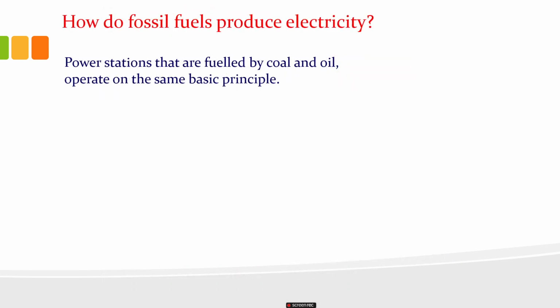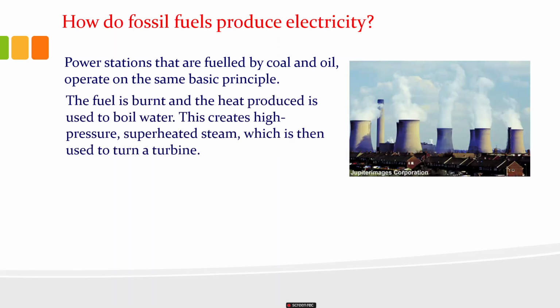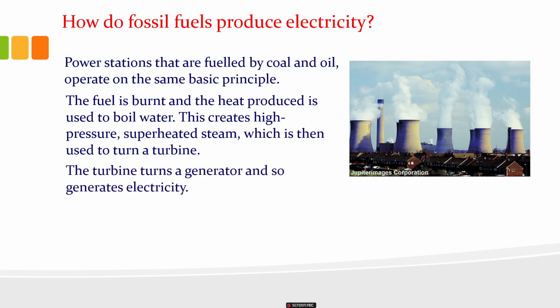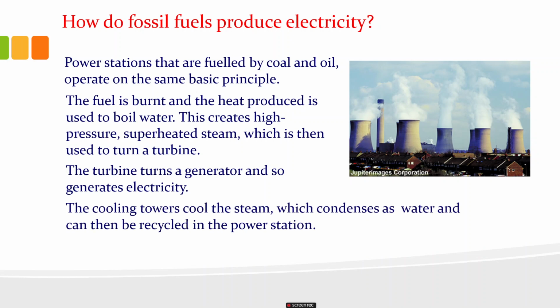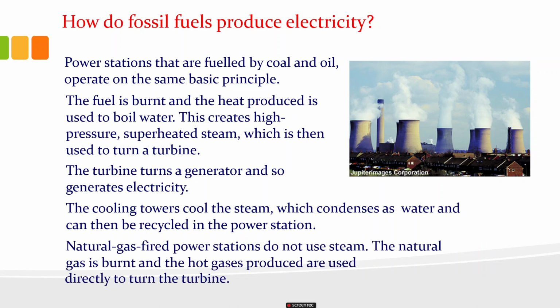How do the fossil fuels produce electricity? The power stations that are fueled by coal and oil operate on the same basic principle. The fuel is burnt and the heat is used to boil the water. This creates high pressure superheated steam which is then used to turn a turbine. This turbine turns the generator and the electricity is generated. The cooling towers cool the steam, which condenses as water and can be recycled in the power station.